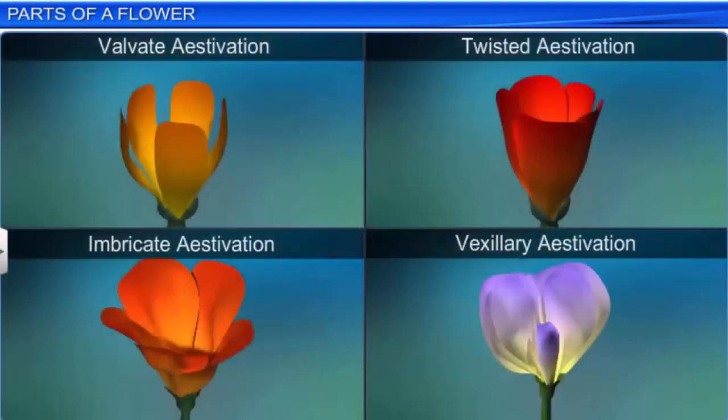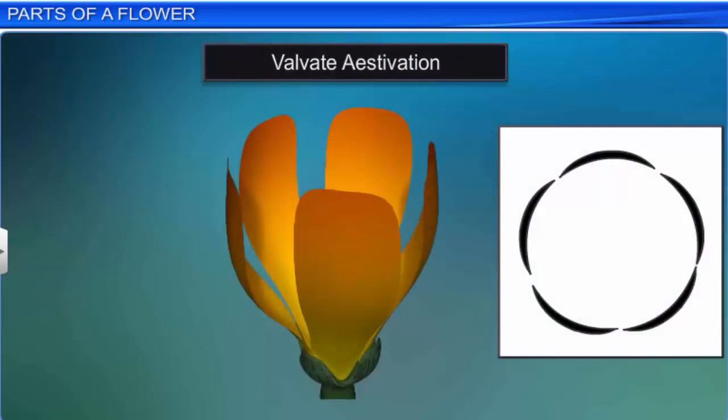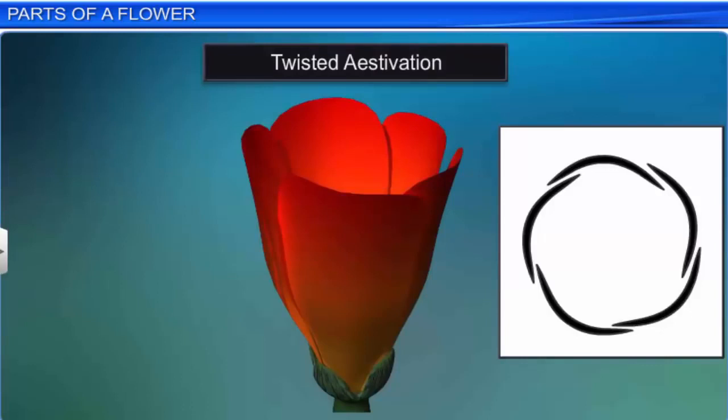Aestivation is of many types. However, the main ones are valvate, twisted, imbricate, and vexillary. In valvate aestivation, the sepals or petals within a whorl touch each other at the margin with no overlapping, while in twisted aestivation, one sepal or petal overlaps that of the next one, and so on.